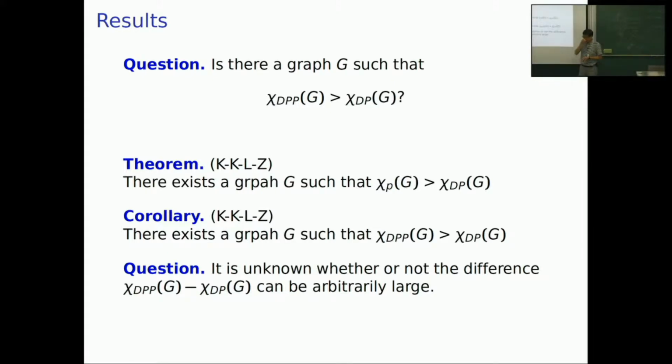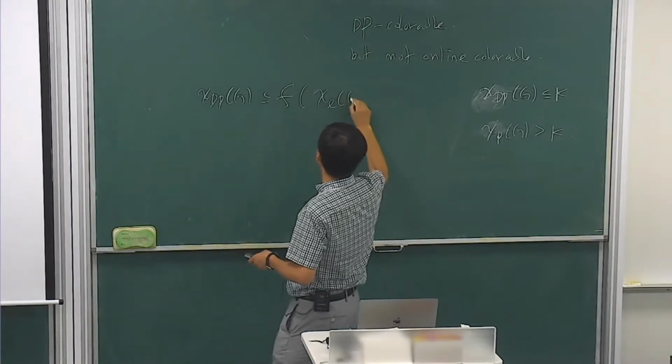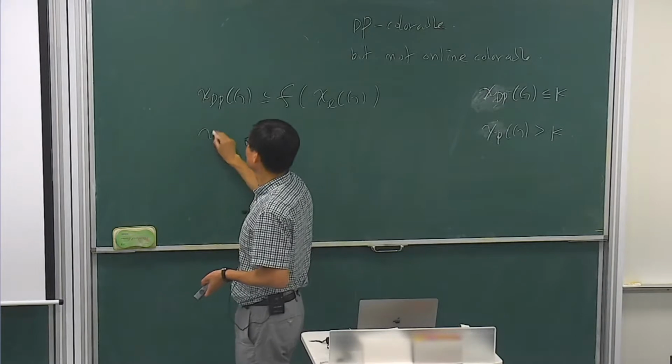Is it possible that these numbers are tied, the gap between DP and choice number? That can be arbitrarily large. Could those numbers be tied? Tied meaning if one is bounded, the other is bounded. Yeah. If we have such a function, then it is very interesting. Actually, I want to know such a function.